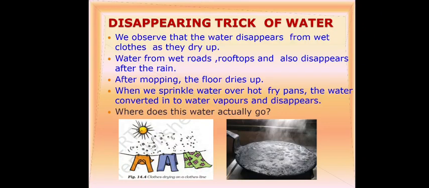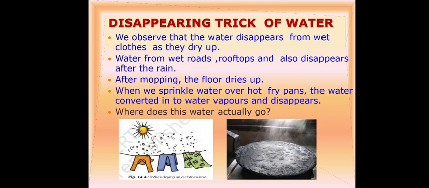Hello children, today we are going to learn about two processes that take place in nature, that is evaporation and condensation. Many times you must have seen that when we dry wet clothes, the water disappears from those wet clothes and the clothes get dried up. What happens to the water present in the cloth?